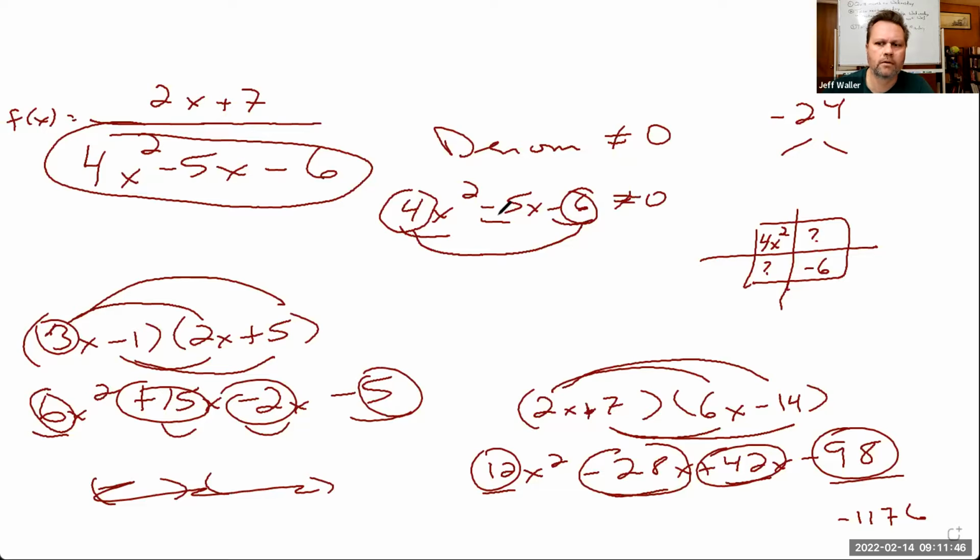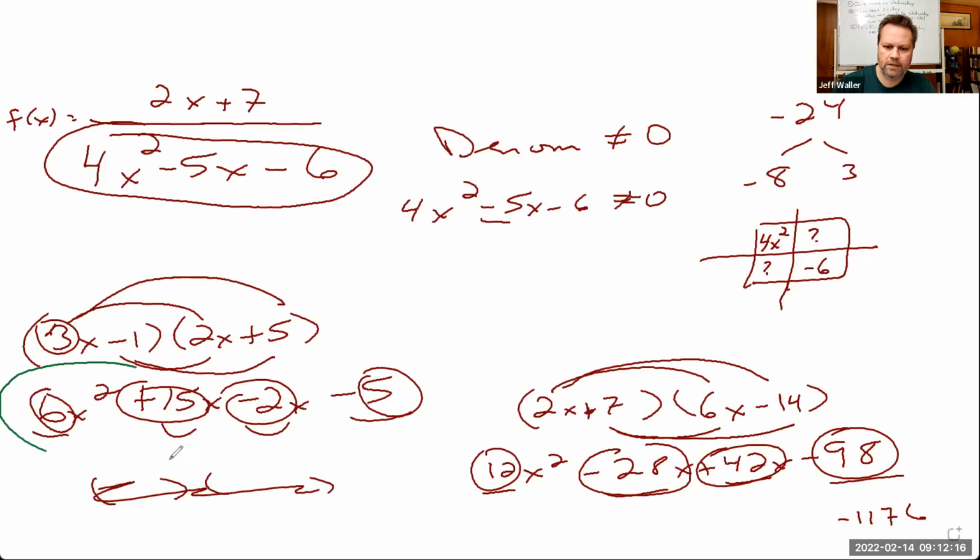What factors of negative 24 make negative 5 when you add them? Negative 8 and 3. So then I can rewrite this. I really want this to make all the sense in the world. It's all right here.